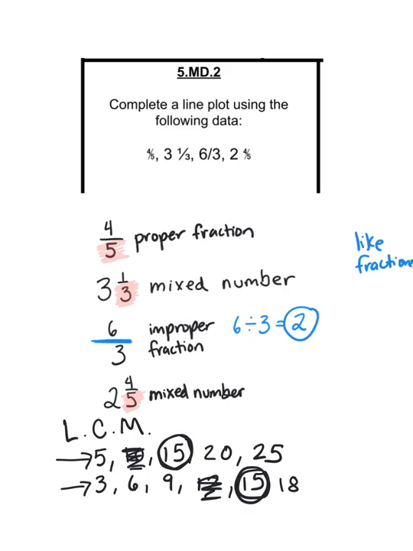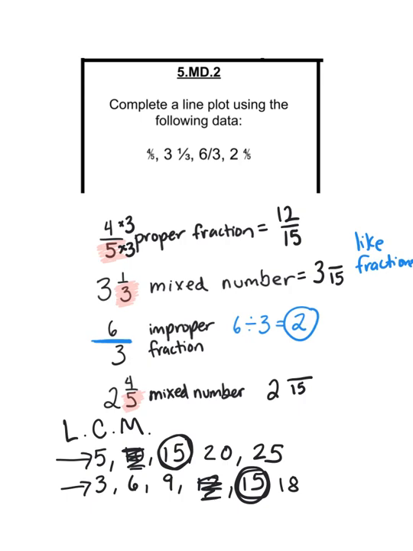So I'm going to convert 4/5 to some number out of 15. And I'm going to convert 3 1/3. The 3 is going to remain the same, and I'm going to convert that to 15ths. Same for 2 4/5. The 2 will remain the same, and then I'll convert the fifths to 15ths. Okay, so now in order to convert these, I'm going to need to multiply. Always multiply your numerator and your denominator by the same number.